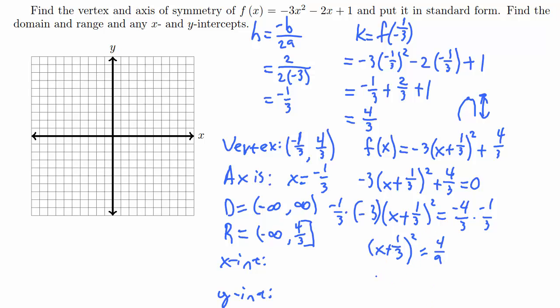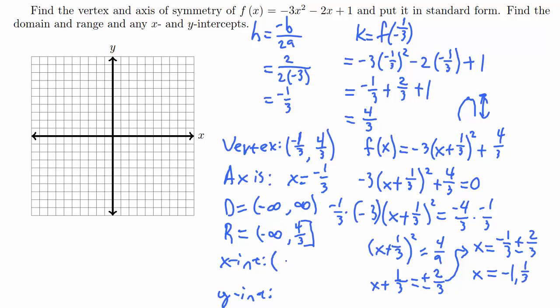Now I can use the square root property, which means x plus 1/3 is equal to plus or minus the square root of 4/9. But the square root of 4 is 2, and the square root of 9 is 3. So that means that I can subtract a third, which gives me x equals negative 1/3 plus or minus 2/3. So x is going to be two different values, negative 1/3 minus 2/3, which is negative 1, and negative 1/3 plus 2/3, which is a third.